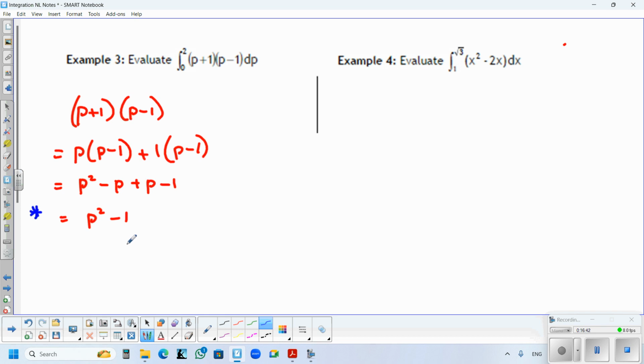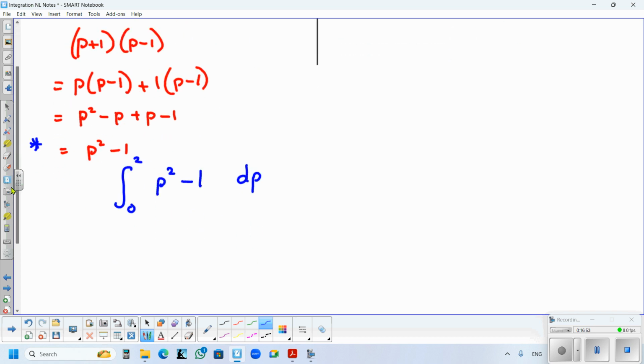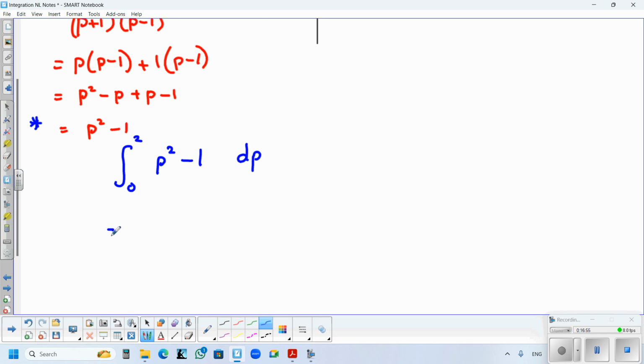So this question now becomes the integral from 0 to 2 of p squared -1 dp. We're doing the p's. So rules just the same. Add on 1 to the power. I'm going to change to the square brackets. So that becomes p to the power of 3. Divide by your new power, which is 3. When you've got just a number on its own, introduce the letter. So it's -1 times p. Pull your limits over to the right hand side, so your 2 and 0 go in there.